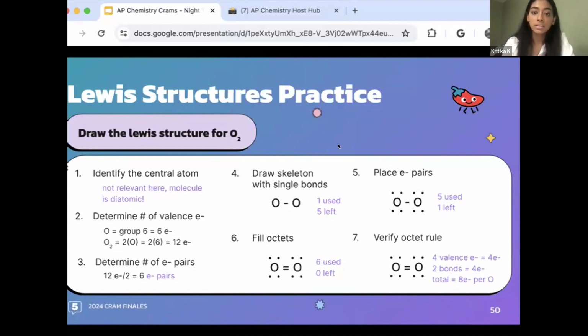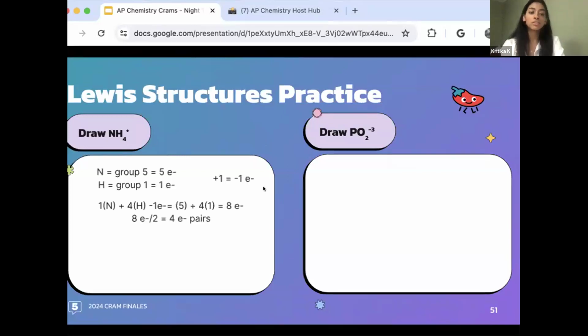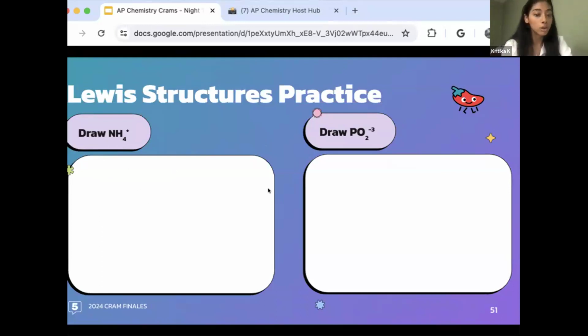We have some more practice. We'll just quickly walk through those again. So NH4, so this is a little bit different than the O2. In the O2, there was no charge on the molecule, right? But NH4 does have a charge on it. So what does that mean?